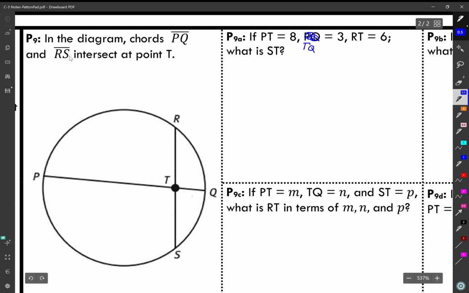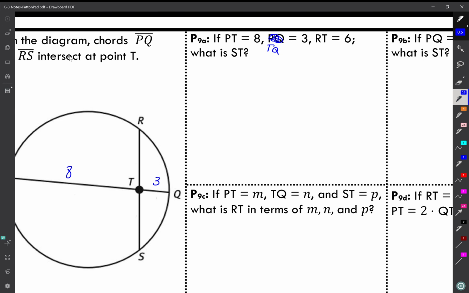So, let's look at this. If PT is 8, TQ is 3, RT is 6, let's find ST. So, we're going to multiply RT times ST, so 6 ST will equal PT times TQ. So, 8 times 3 is 24. Divide both sides by 6. ST is equal to 4.